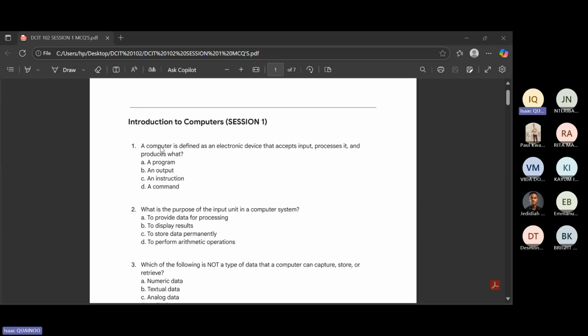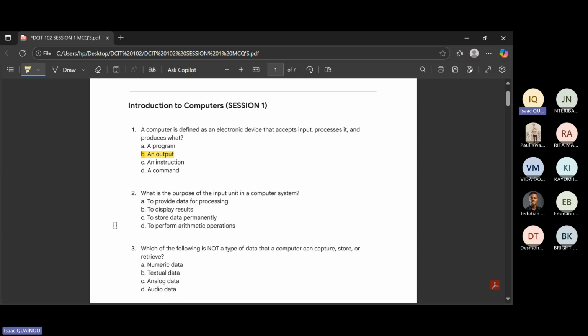Please, your mic is allowed. The correct answer is B, an output. Okay, so the correct answer is B, an output. So I would indicate the answers, and when I'm done, I'll send a file to the platform. That is the file with the answers that we had highlighted. Okay, so that is that for question 1.